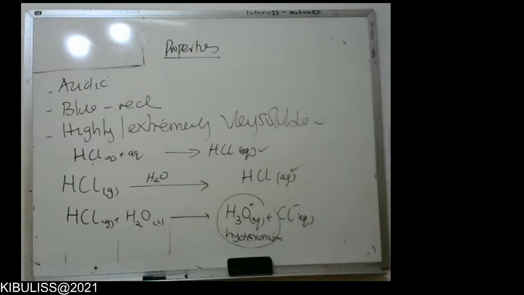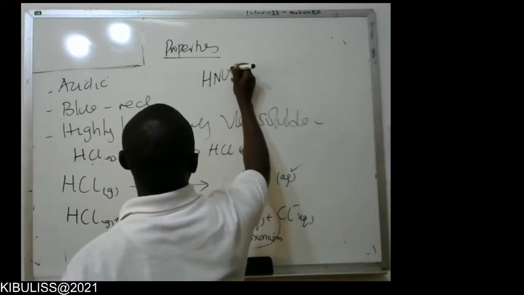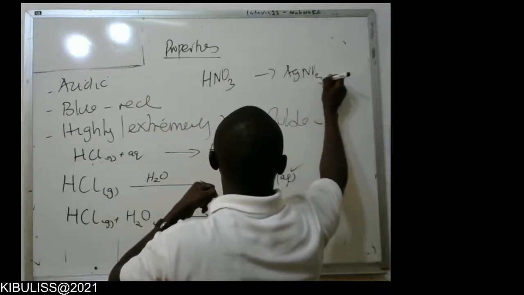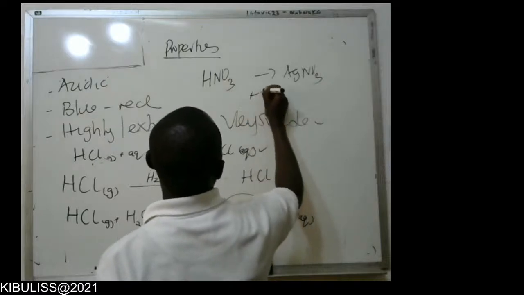Question. I am testing for nitric acid. If you are testing for nitric acid, can I use silver nitrate and hydrogen chloride? Somebody is testing for nitric acid. You want to use silver nitrate and what? And hydrogen chloride.